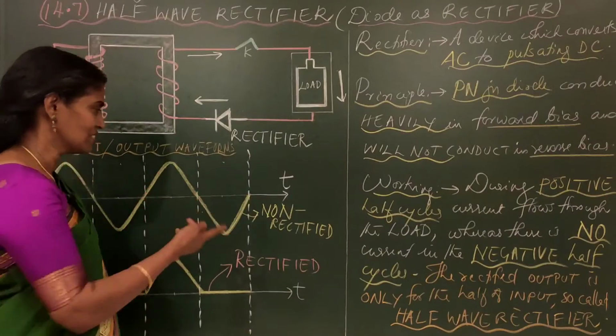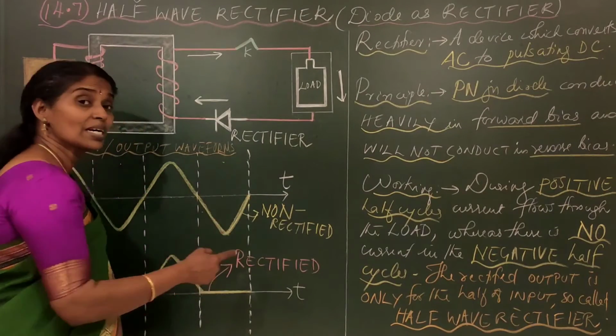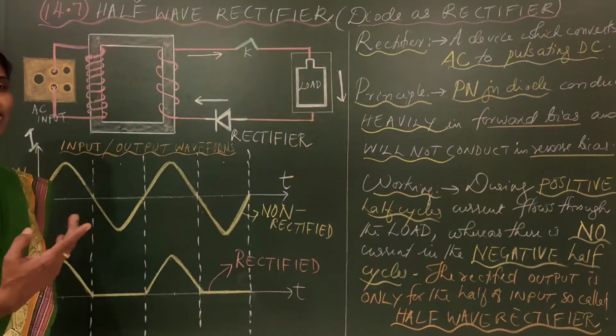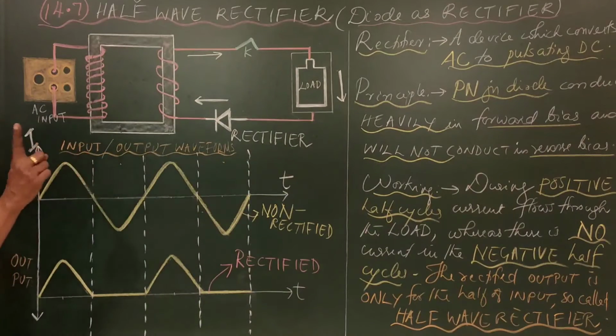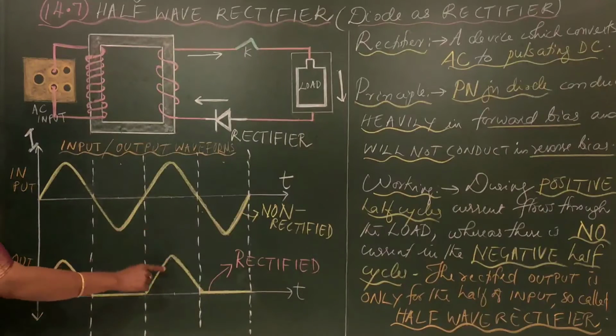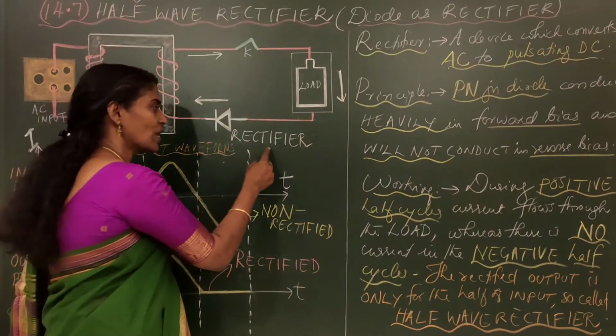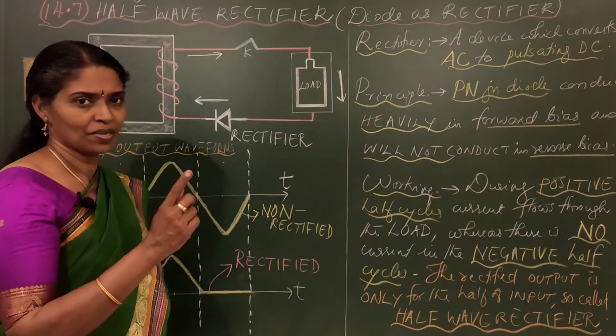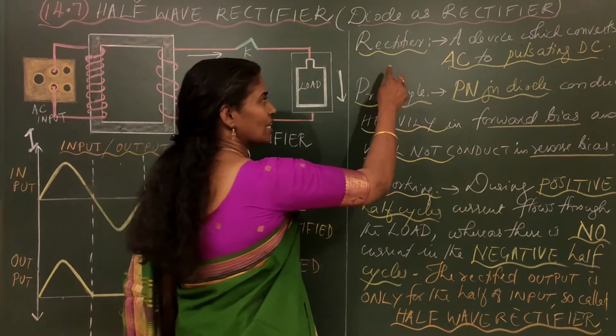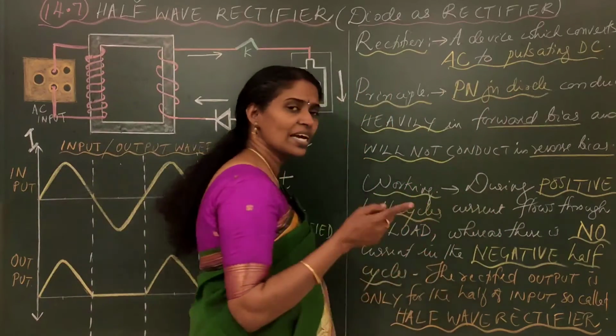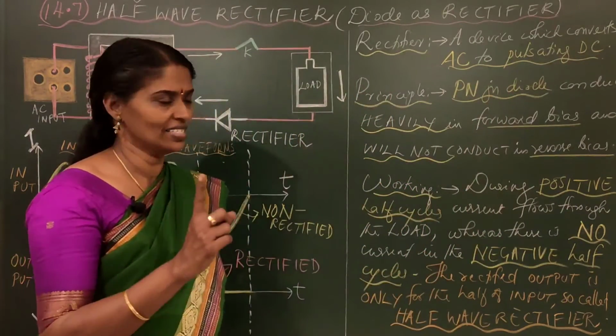This is AC. This is pulsating DC. Means what? One directional current. Direct current is in one direction, but it is pulsating, in the sense that it is fluctuating, but only in one direction. So that is known as a rectifier. Clear? So a rectifier is a device which converts AC to pulsating DC.